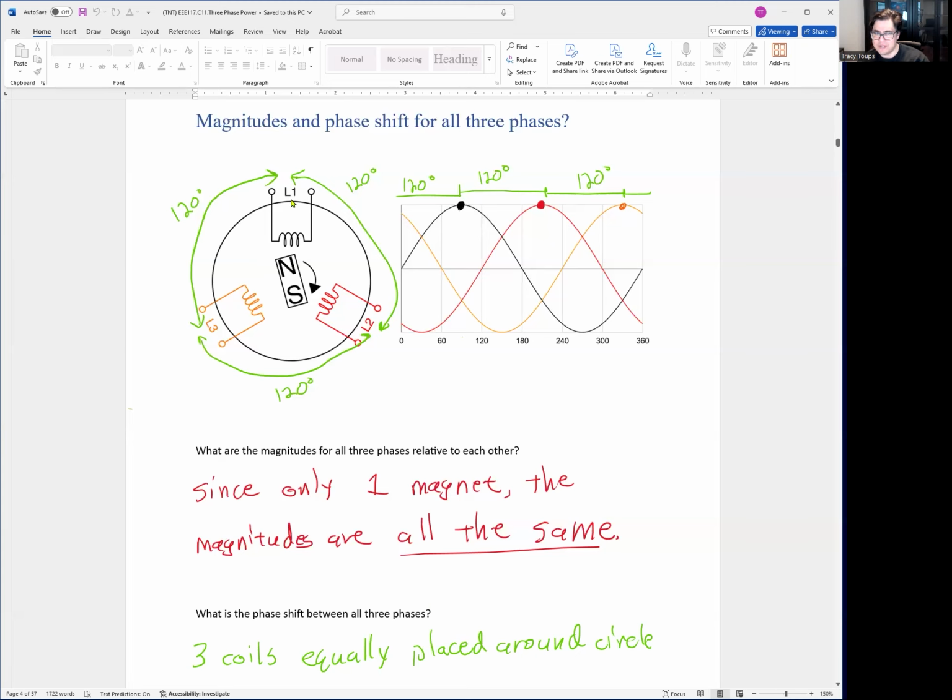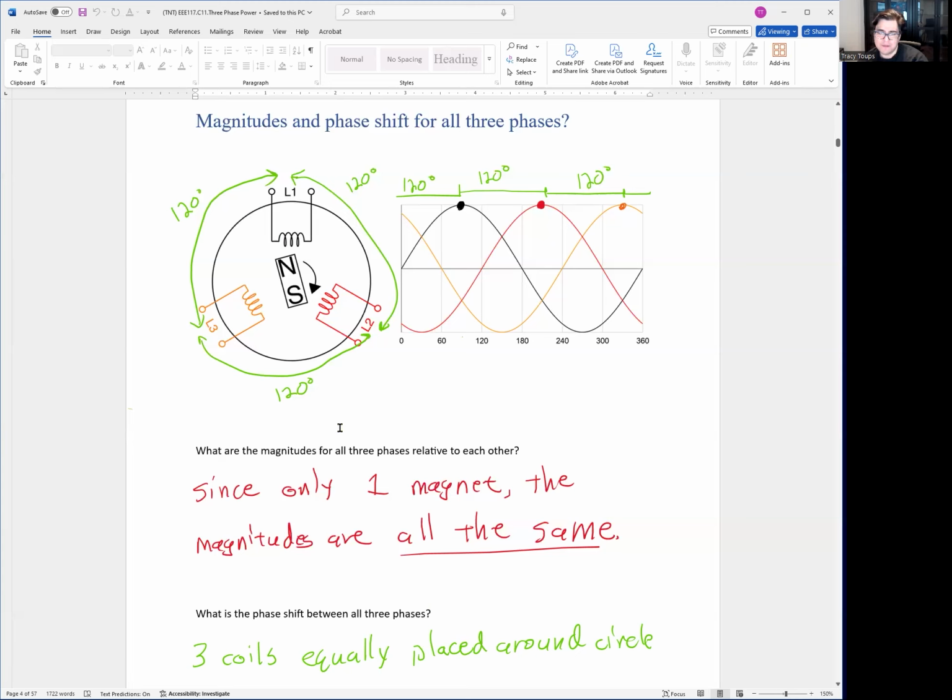And why is it 120 degrees? Because the coils are physically displaced 120 degrees apart. If we had 4 phases, this would be 90 degrees apart. If we had 2 phases, this would be 180 degrees apart. You see? So it's just whatever phases get put into 360 degrees worth of rotation, that's the balance between them.